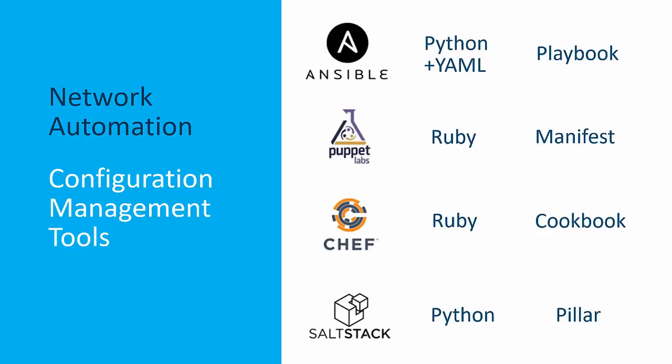These configuration management tools typically use Python or Ruby. Ansible uses Python and YAML, whereas Puppet and Chef use Ruby and SaltStack uses Python. These management tools use recipes to script changes and automate changes over the network. Ansible uses playbooks, Puppet uses manifests, Chef uses cookbooks, and SaltStack uses pillars.